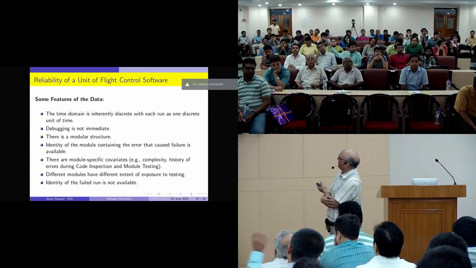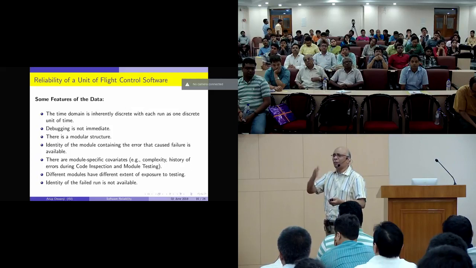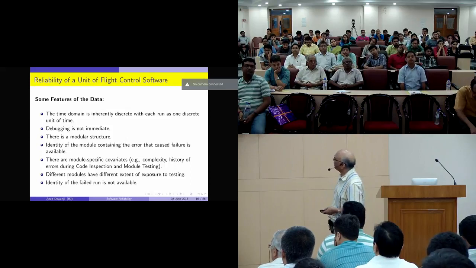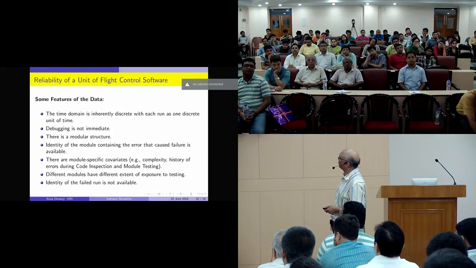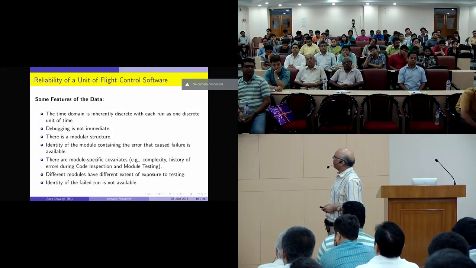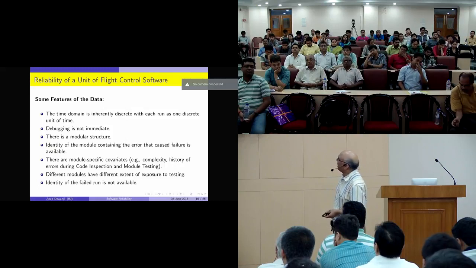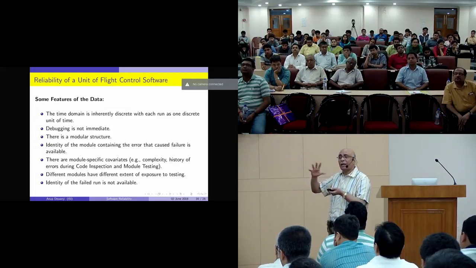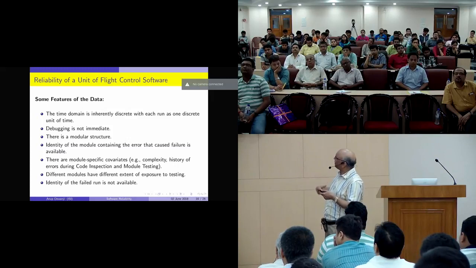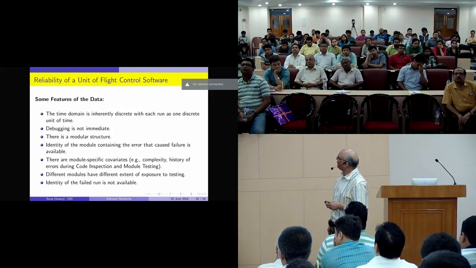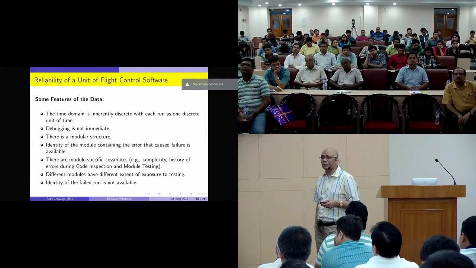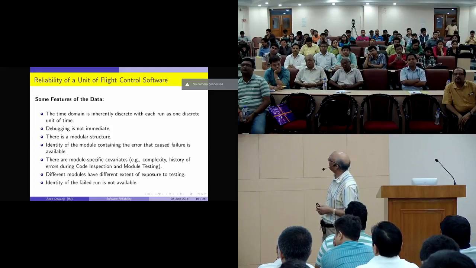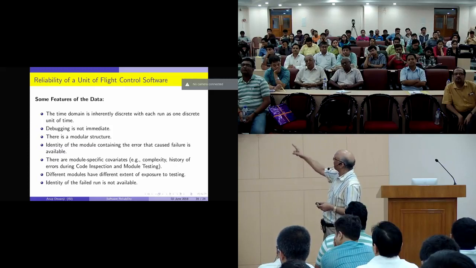Okay, let us look at some features. The time domain is inherently discrete. They have one run after another, and each run has one discrete time. Debugging is not immediate, it is periodic debugging. There is a modular structure which needs to be incorporated. Identity of the module is not there. Module-specific covariates are available: complexity, history of errors during the static verification stage, and also modular level testing. All these errors are reported during that time also. All this history has to be incorporated in the model. And different modules have different extents of exposure, different kinds of testing, and identity of the failure is also not available. But identity of the module is available.